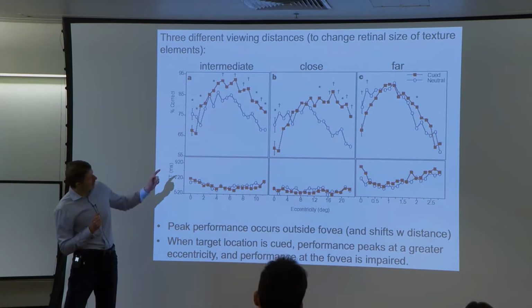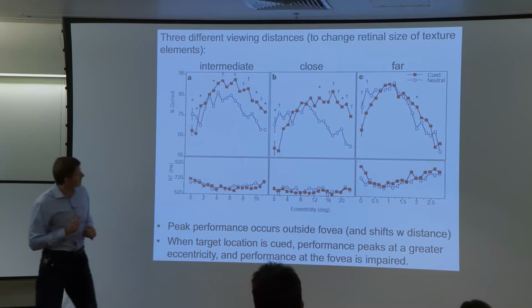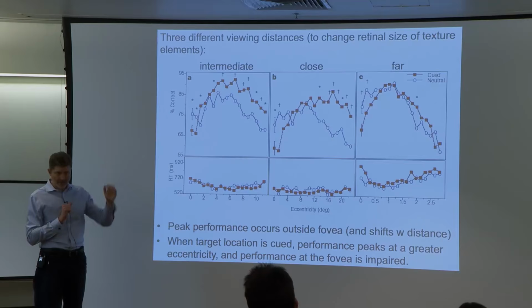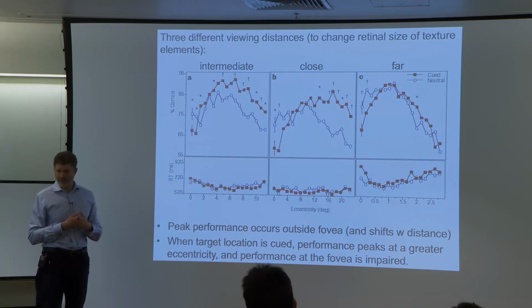So you can see that when you're close and you're far, those curves have different peaks. But at all three of those viewing distances, you see the same characteristic, which is that close to the fovea, being cued to the location makes your performance worse, right? And the overall peak of the curve for the red condition where you're cued shifts out to the periphery.